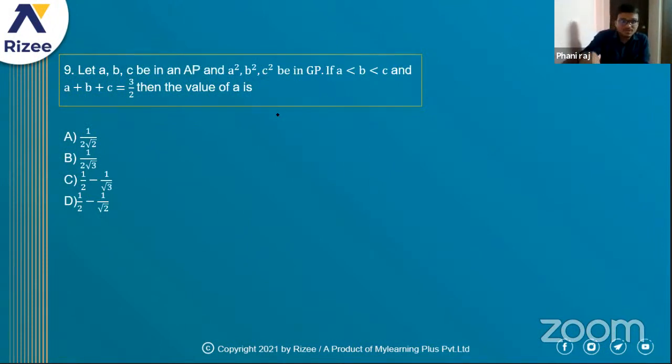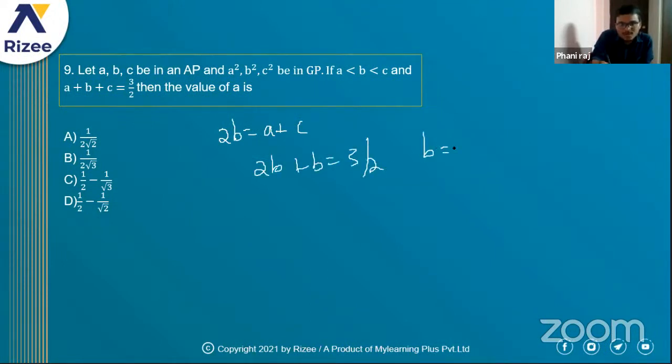Next comes the 9th question. A, B, C are in AP, A square, B square, C square are in GP. If A less than B less than C and A plus B plus C equal to 3/2, then the value of A is. Firstly, if A, B, C are in AP, then 2B equal to A plus C. Substitute that here. A plus C is 2B, so 2B plus B equal to 3/2. So B equal to 1/2.